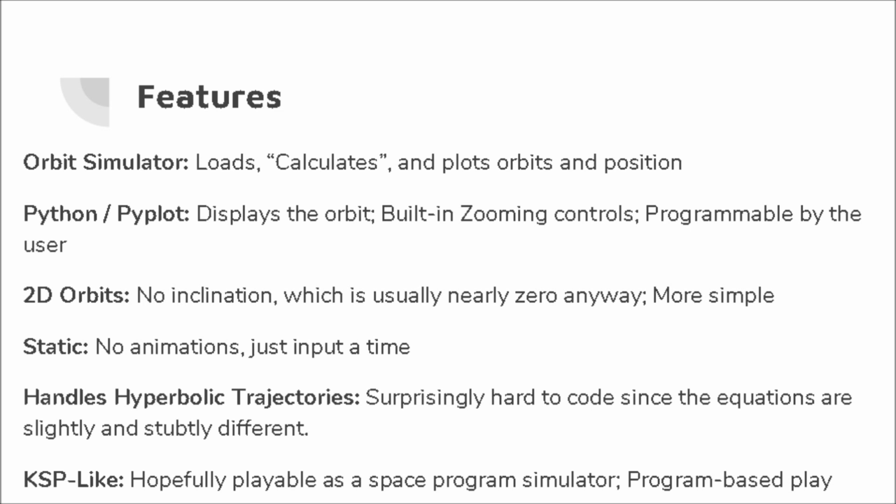Also, there's no animation component. It just runs the numbers and plots the orbit. Now, one of the hard parts that I've taken care of already is when you have a flyby trajectory, because the math behind that is slightly altered from the simple elliptical orbit case, and those equations can be a little harder to find. So for example, if you have a school project where you need to do this, you can look at this file and sort of see what I did.